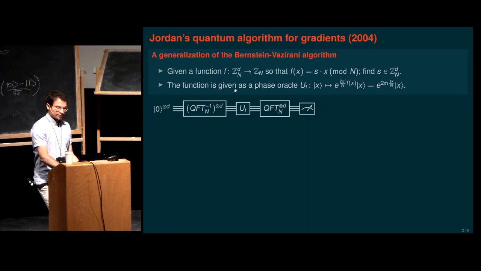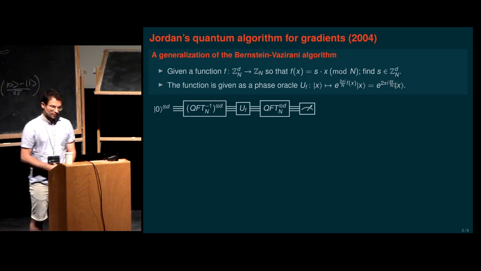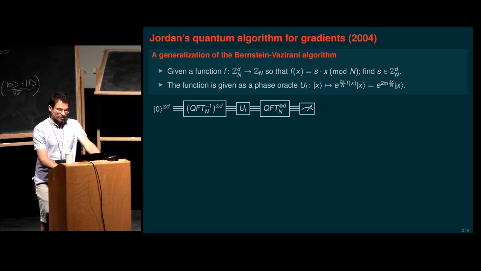And once again, we assume that this function is given as a phase oracle, which for given input x puts this phase to your state. And this function value f of x, because it's now a number between 0 and n minus 1, needs to be divided by n. That is to make it consistent. And since my function was s times x, I can just write it this way. My phase oracle applies the phase e to the 2 pi i s times x divided by n. And the algorithm is the same as before.